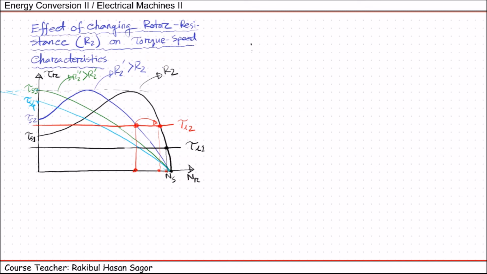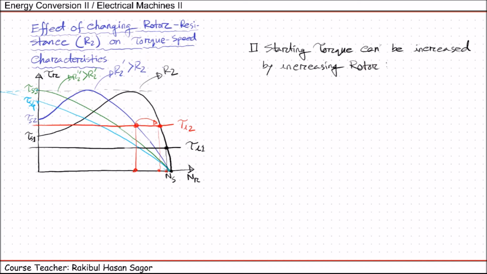Point number 1, starting torque can be increased by increasing rotor resistance, that is R2.